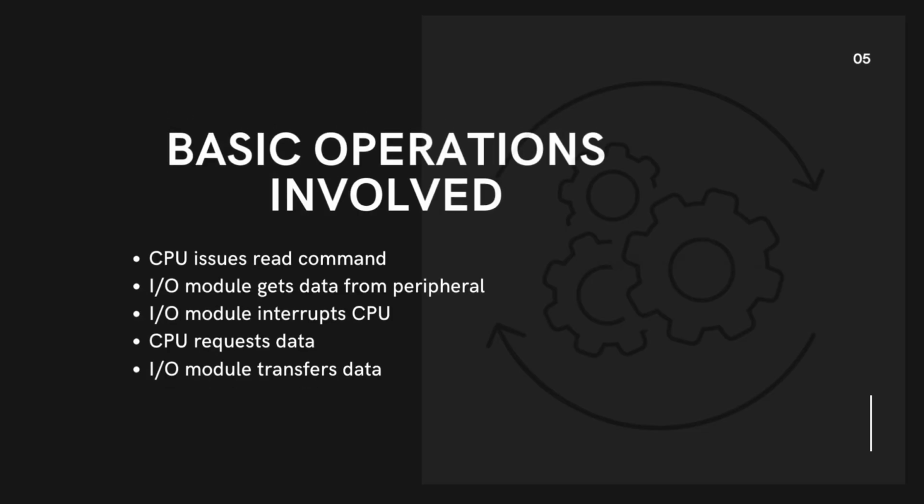Moving on to basic operations involved in the process. When CPU needs some information, it generates a read command. I/O module fetches required data from the concerned peripheral. Meanwhile, CPU does some other work. When the module is all set, it interrupts the CPU, then CPU requests data and I/O module transfers it.